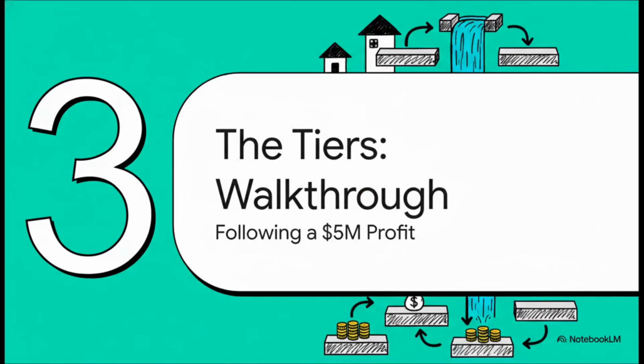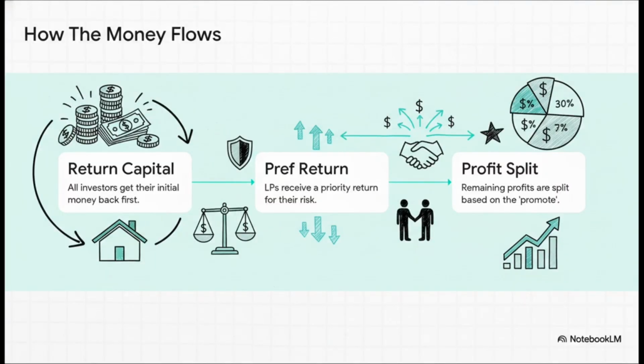All right, let's walk through the tiers. We'll use our example, a $10 million investment that, when it's sold, generates a cool $5 million in profit. So the cash is going to flow through three big stages. First, and this is crucial, everybody gets their original investment back. Second, the investors get a little something extra for taking the risk. And third, that's when the real profit gets split up, but in a very special way.